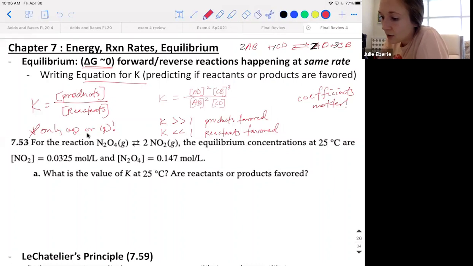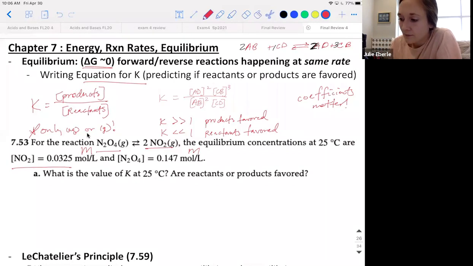For the reaction, N2O4 makes 2NO2. Everything's a gas here, so that's good. Equilibrium concentrations at 25 degrees Celsius are, here's the concentration for NO2, 0.032 mole per liter. And for N2O4, it's 0.147 mole per liter. What's the value of K?